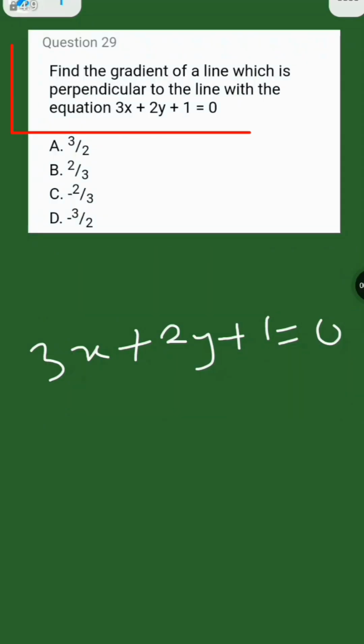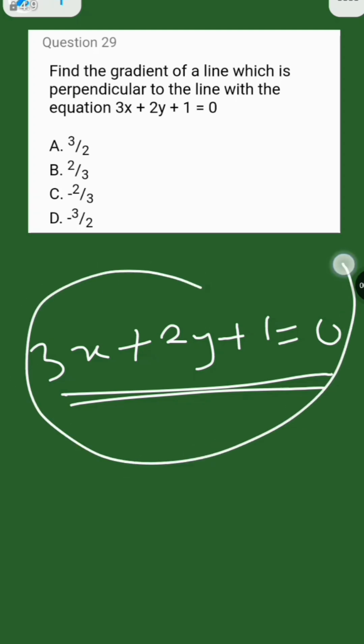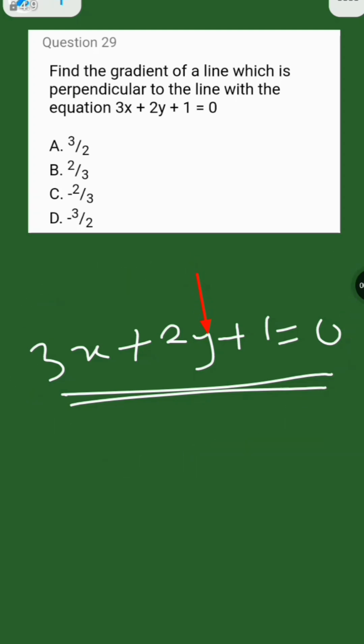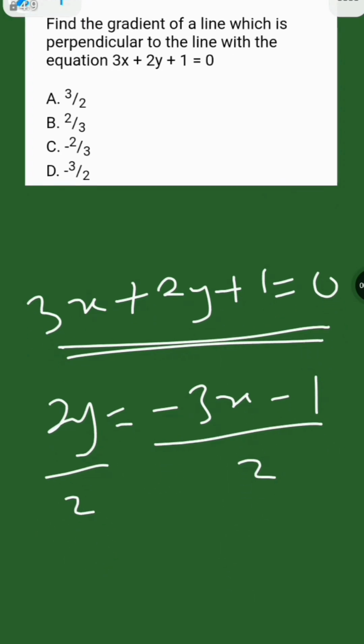Come here, let me show you how to solve this question. Now to find the gradient of a line which is perpendicular to the line with this equation. They've already given you the equation, and you're told that there's another line that's perpendicular to this particular equation that you have here. So to find the gradient of that line, very simple. Just make y the subject of the formula. Let y be alone. If you do that, you're going to get 2y equals minus 3x minus 1. So if you want y to be alone, divide both sides by 2. So you see that y will now be alone here. So y equals minus 3x over 2 minus 1 over 2.